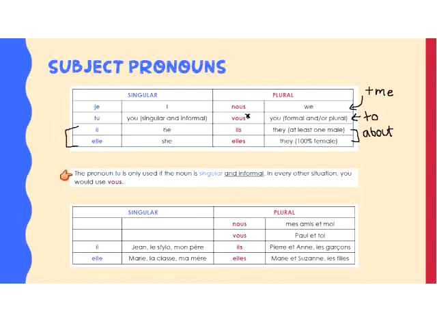The pronoun tu is used if the noun is singular or the subject is singular and informal. In every other situation, you're going to use vous. So when in doubt, use vous. The only time you're going to use tu is if you're talking to one person in an informal situation.